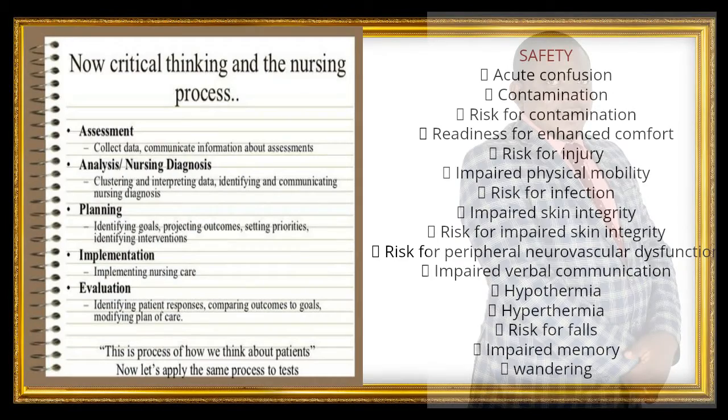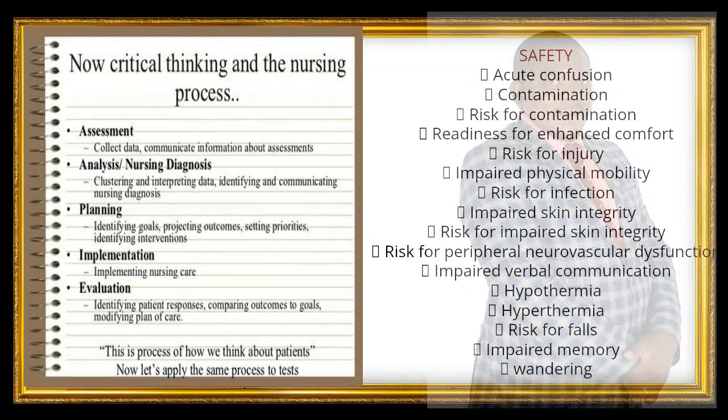Now we move to S in the RN's HOPE, and S encompasses problems to do with acute confusion, contamination, risk for contamination, readiness for enhanced comfort, risk of injury, impaired physical mobility, risk for infection, impaired skin integrity, risk for impaired skin integrity, risk for peripheral neurovascular dysfunction, impaired verbal communication, hypothermia, risk for falls, impaired memory, and wandering.